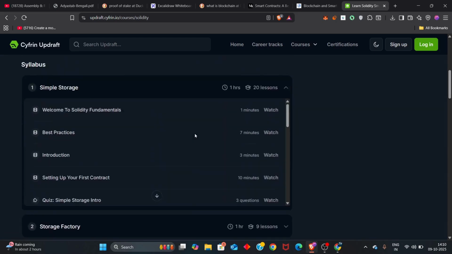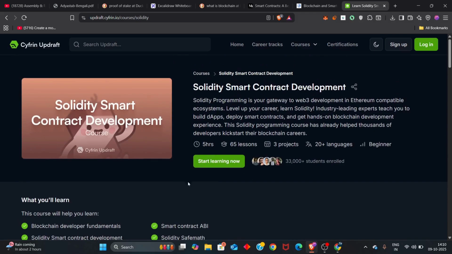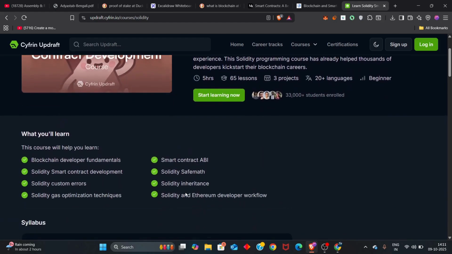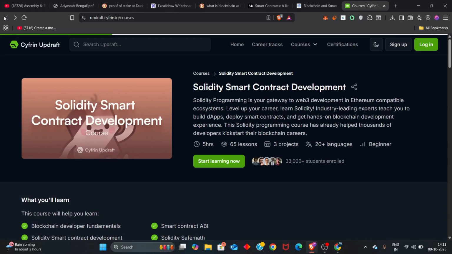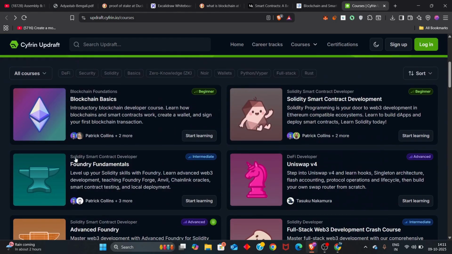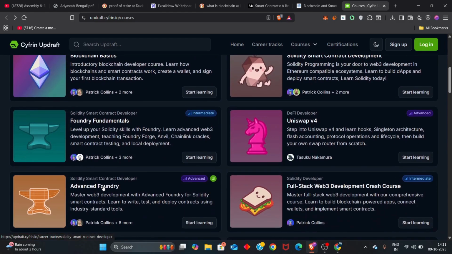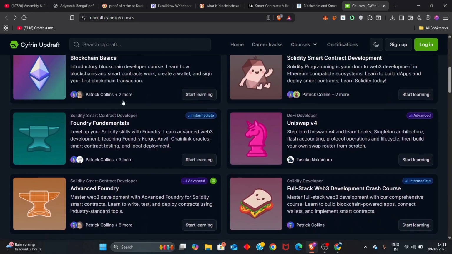Solidity programming language. What is it? The videos are all about how to write smart contracts of your own. Then you should go to Foundry Fundamentals and Advanced Foundry. This is the roadmap: blockchain basics, smart contract development, Foundry fundamentals, and then advanced Foundry. This is the roadmap.